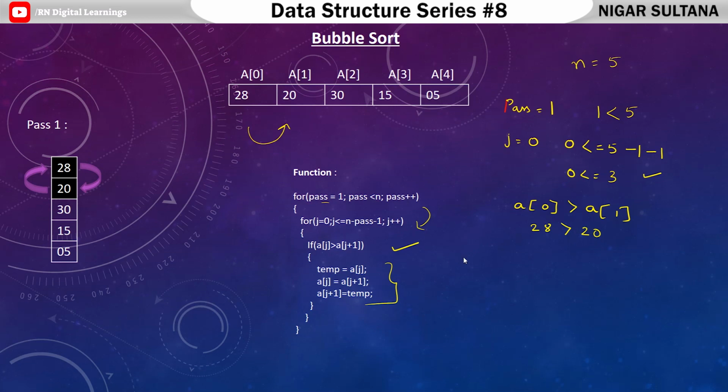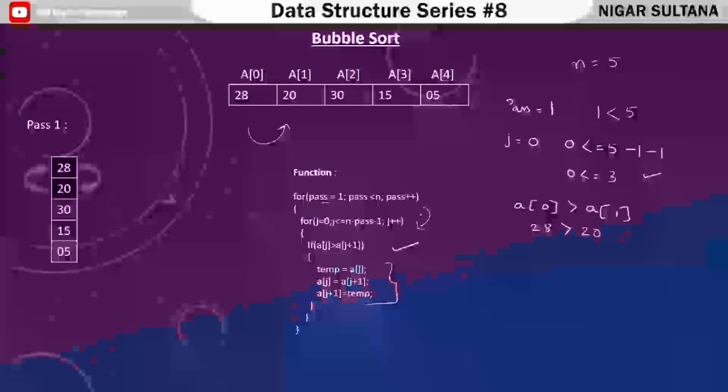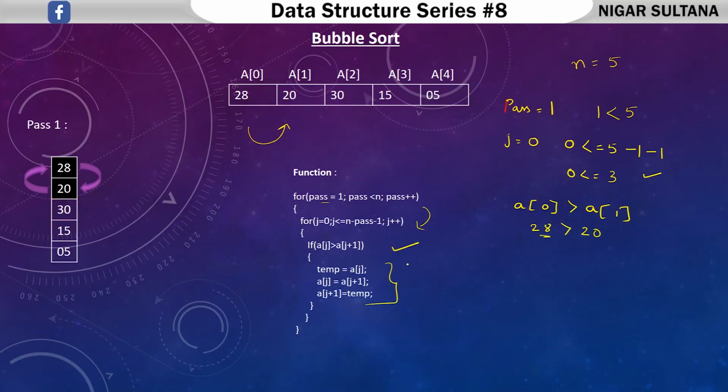Already I have told you we will take 3 variables. First, whatever we have in the first will be kept in the temp. Similarly, here this value 28 will be kept in temp, and the second value, that is 20, will be given to A of j. Next, whatever we have kept in temp will be given to A of j plus 1.